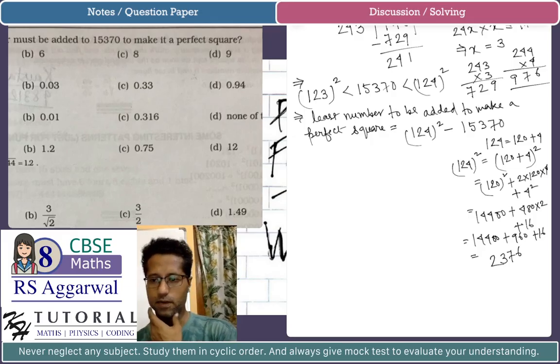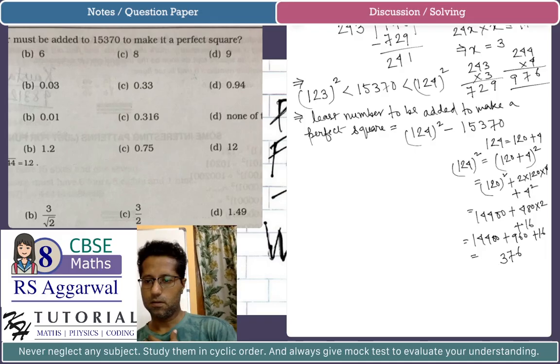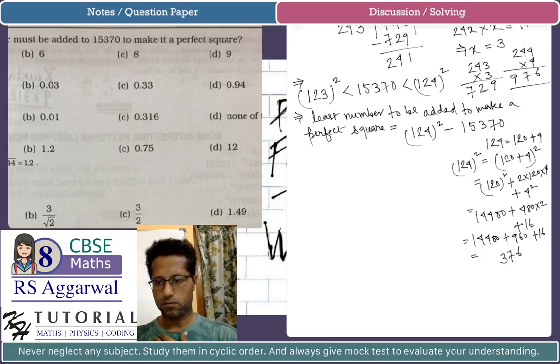Let me quickly check if I am right or wrong. No, I think I'm wrong. So we have to add 14400, 960 and 16. So this is 15376.